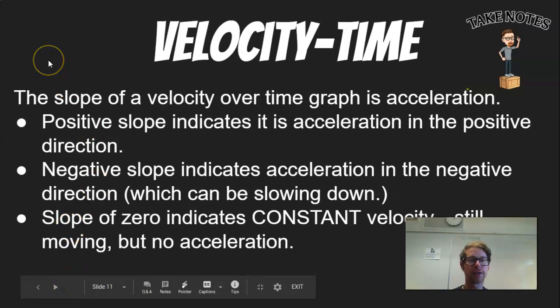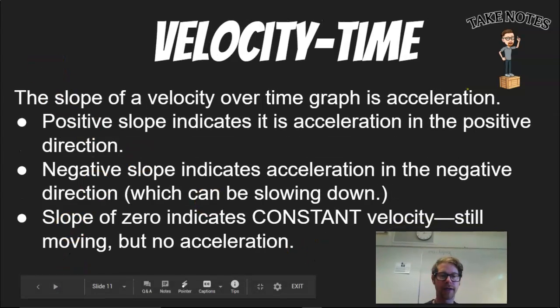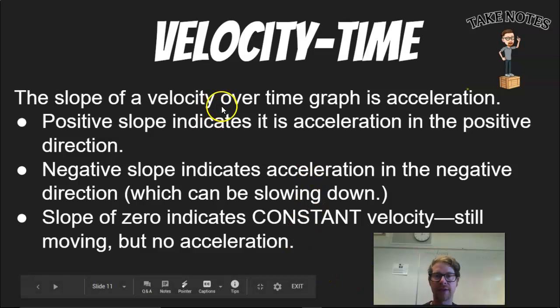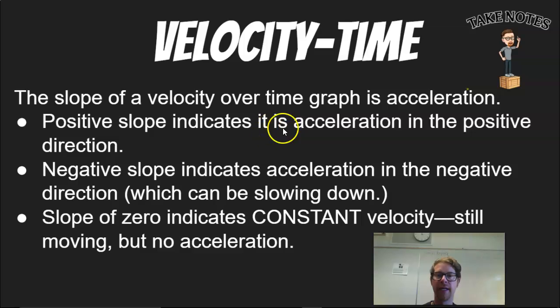And then here is what you should take away that's important if you see a graph of velocity over time. The slope of a velocity over time graph is acceleration. The positive slope of a velocity over time graph indicates it's accelerating in the positive direction. Generally speaking, we use right or east and up or north as our positives. So if it's accelerating positively, it's going in one of those directions. And the negative slope indicates that it's accelerating in the negative direction.